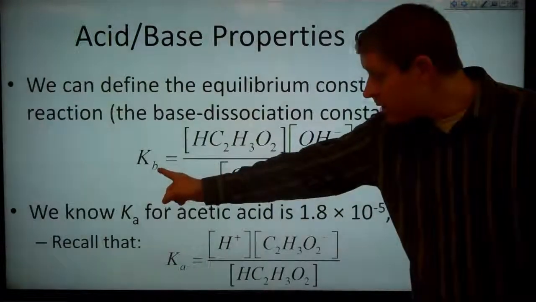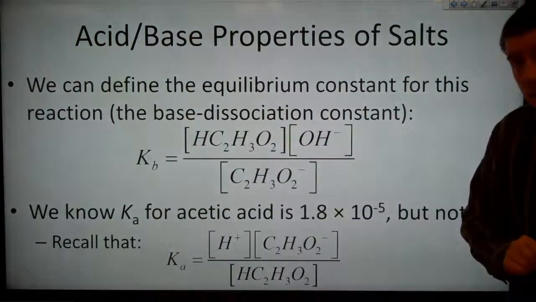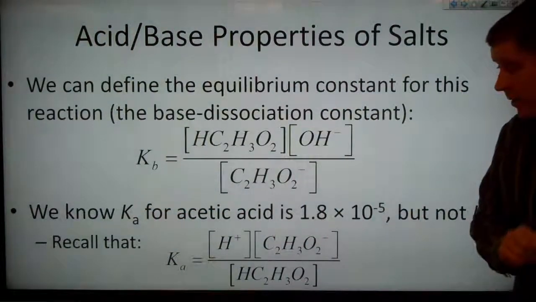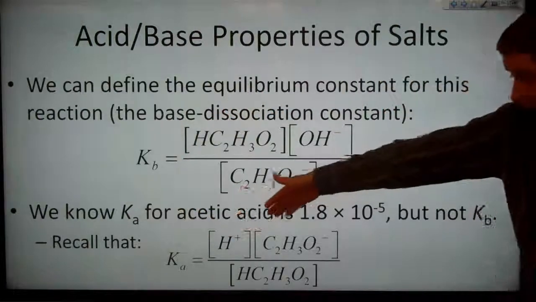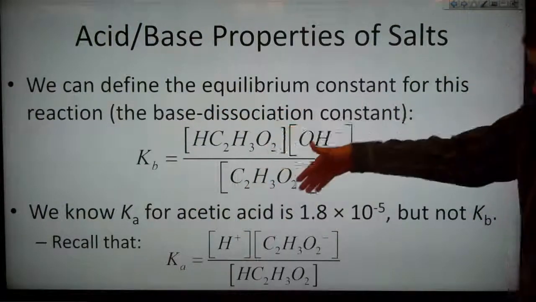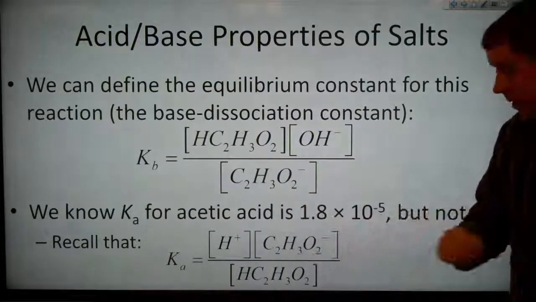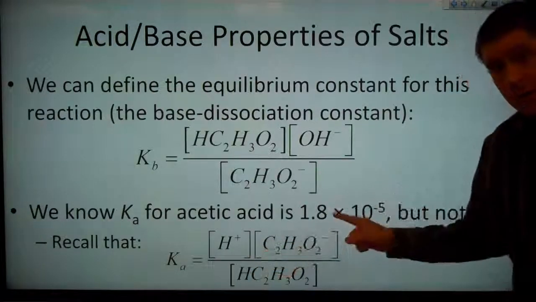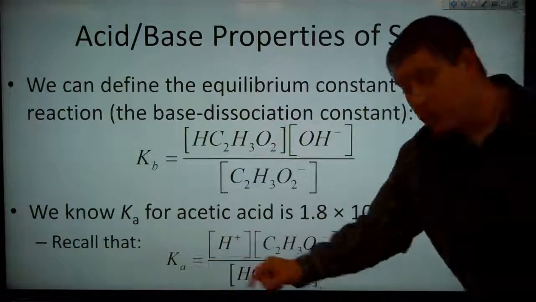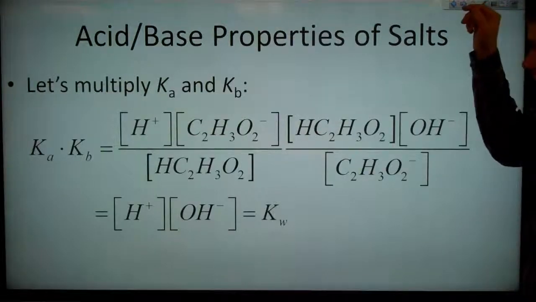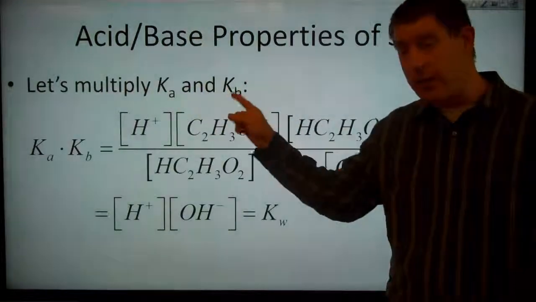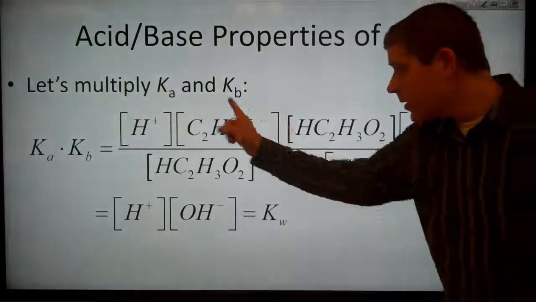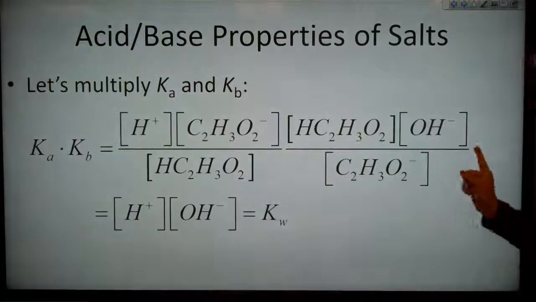Because this is the base dissociation constant, whereas this is the acid dissociation constant. So, remember that Ka is equal to the hydrogen ion concentration times the acetate ion concentration divided by the acetic acid concentration. Right? H plus concentration times A minus concentration divided by HA is equal to Ka. So, let's multiply Ka and Kb together. So we have Ka times Kb, we have our Ka here, and we're going to multiply that by our Kb fraction here.